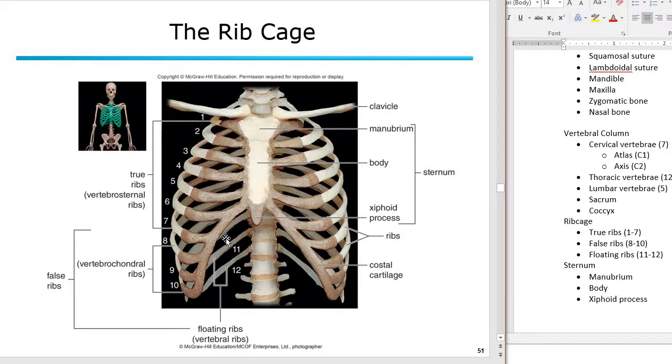So they are both false ribs and floating ribs because they do not attach to the sternum, but they also do not attach indirectly to the sternum. Pairs 8, 9, and 10 indirectly, with cartilage, attach to the sternum, but 11 and 12 don't even have an attachment, so they are both false and floating ribs. So those are the different ribs that you need to know.